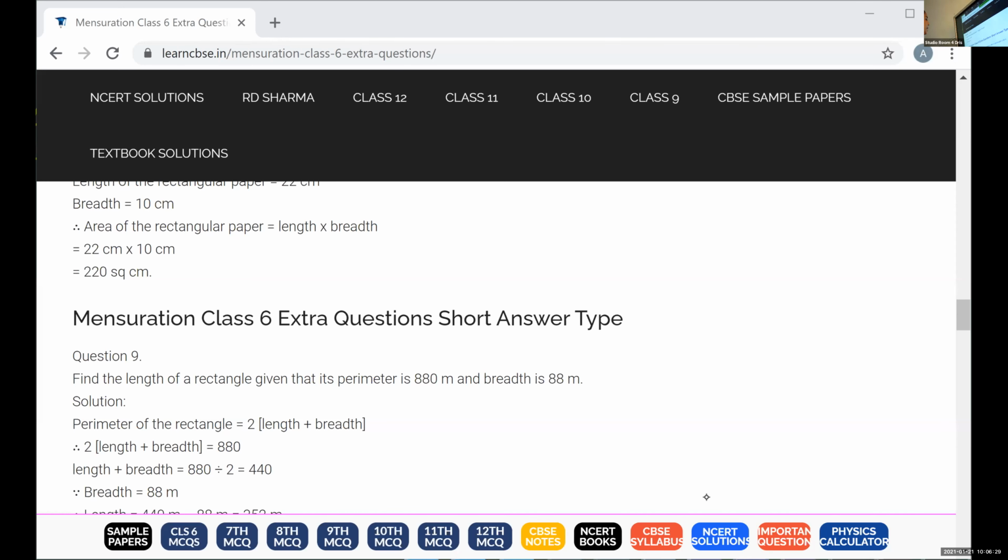Find the length of the rectangle given that its perimeter is 880 meter and breadth is 88 meter. Which question? Question number 9. I cannot draw it because. Question number 9. Can you see those bold letters downwards? Find the length of the rectangle given that its perimeter is 880 meter and breadth is 88 meter.